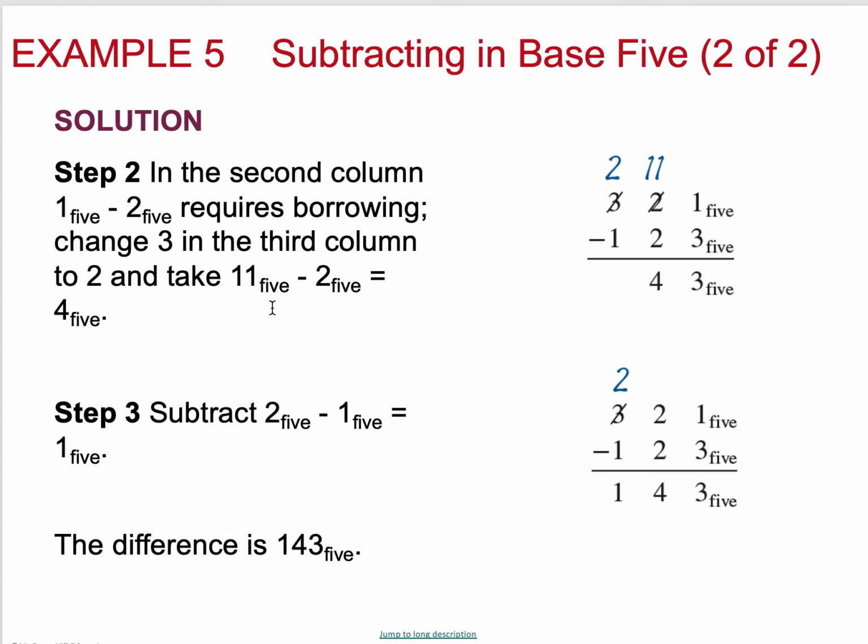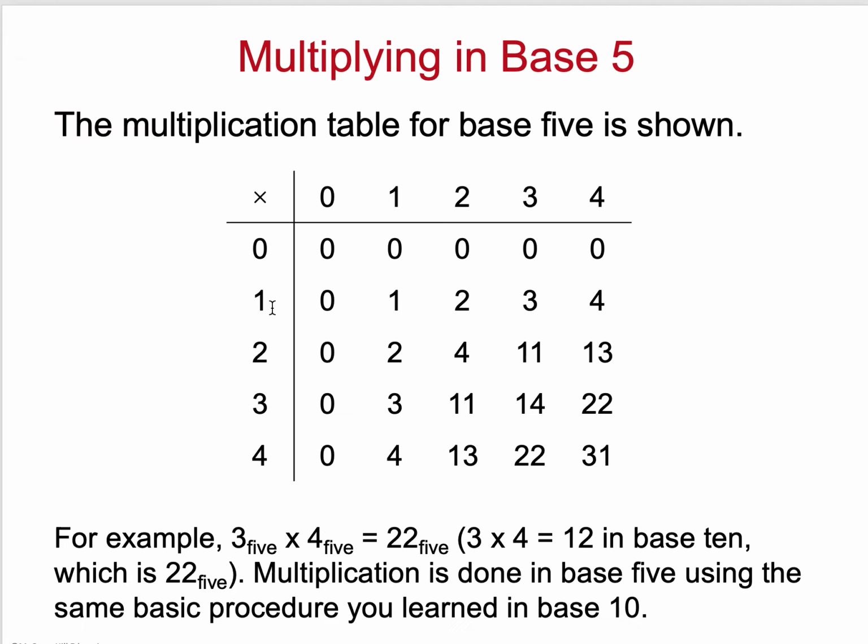Then in the second column, I have 1 base 5 minus 2 base 5. I need that 1 to be larger. I'm going to borrow, and so that gives me 11. 11 minus 2 base 5 is going to be 4 base 5. And then same thing in step 3, 2 minus 1 base 5 is 1 base 5. So the difference would be 143.